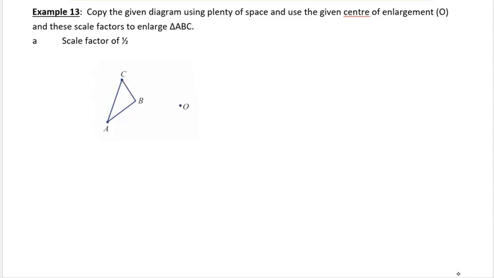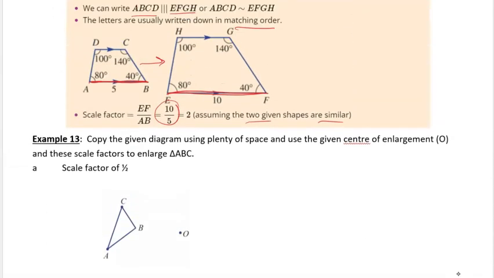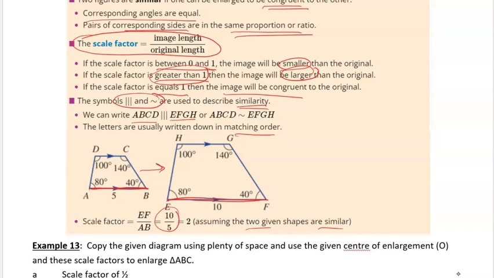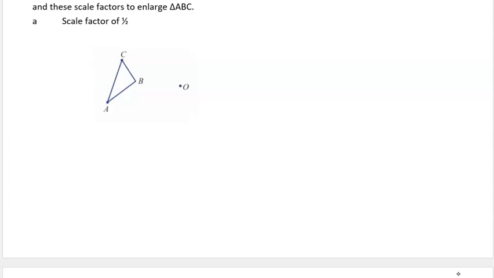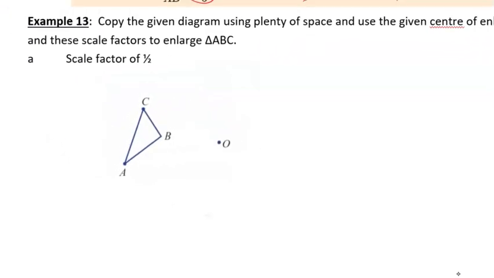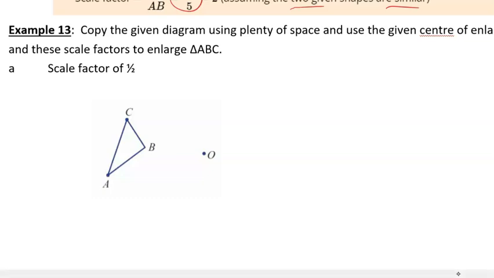Now, here's what we're going to do. We're going to do a scale factor of 1/2, and then a scale factor of 3. Knowing that if we are between 0 and 1, we're going to get a smaller shape. I am going to zoom in just a little bit more. Okay, so copy the given diagram. We're going to use the center of enlargement, which is O, to produce a similar triangle with the scale factor given. And this one is 1/2.